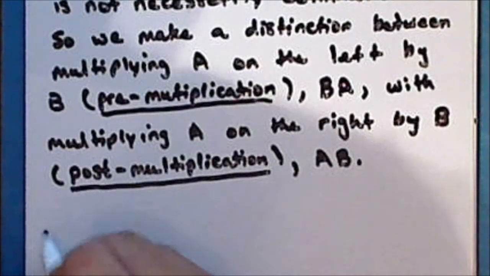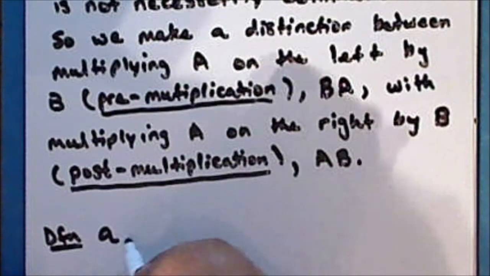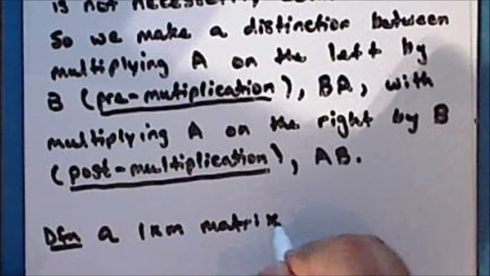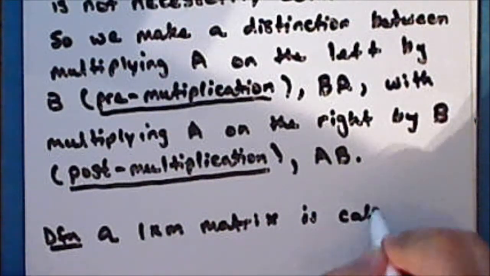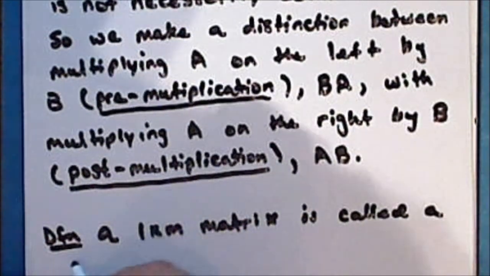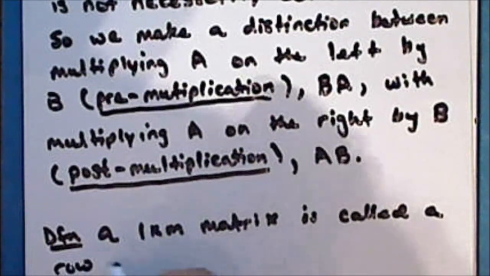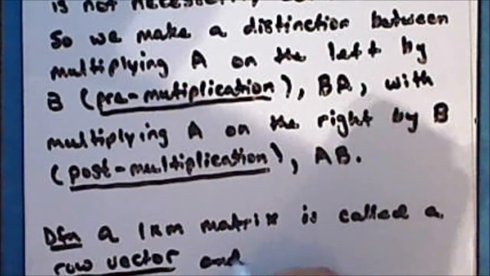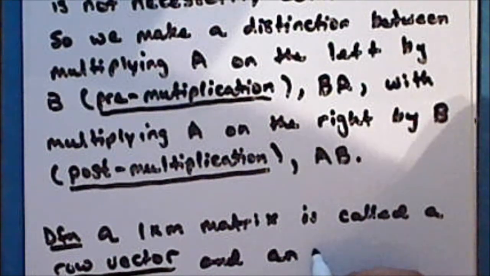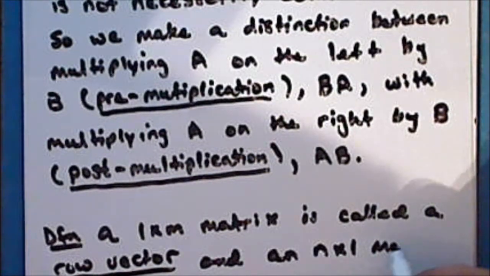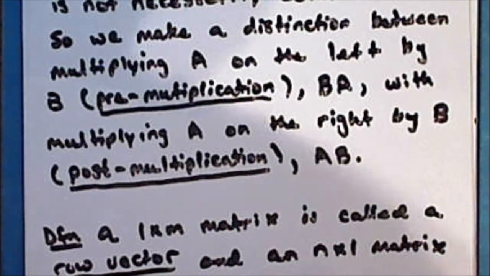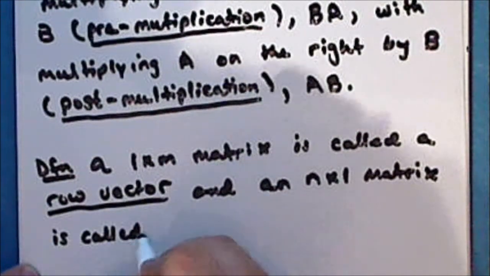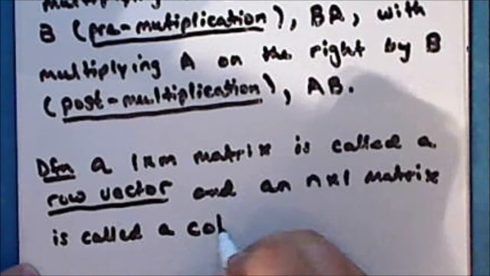So, new definition, a 1 by M matrix is called a row vector, and an N by 1 matrix is called a column vector.